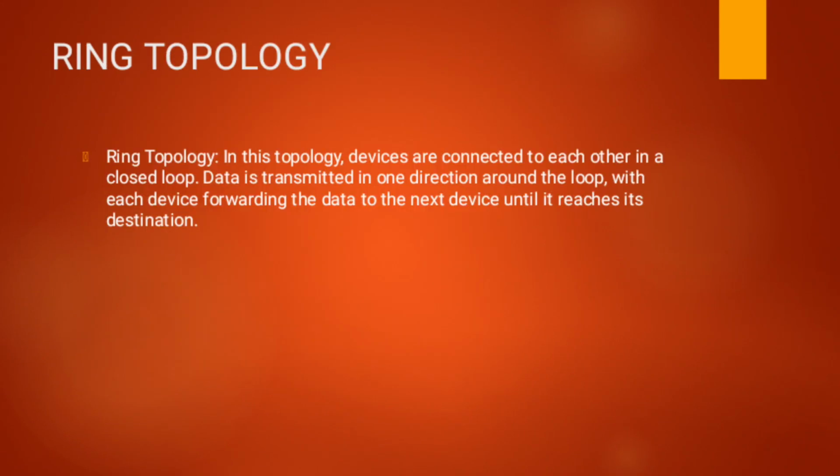The next type of topology is called ring topology. In this topology, devices are connected to each other in a closed loop. It's like a circle. Data is transmitted in one direction around the loop, with each device forwarding the data to the next device until it reaches its destination. So in a circle like that, one device forwards the data to another device, which forwards it to another device until it reaches the final destination, which is the final device in the loop.